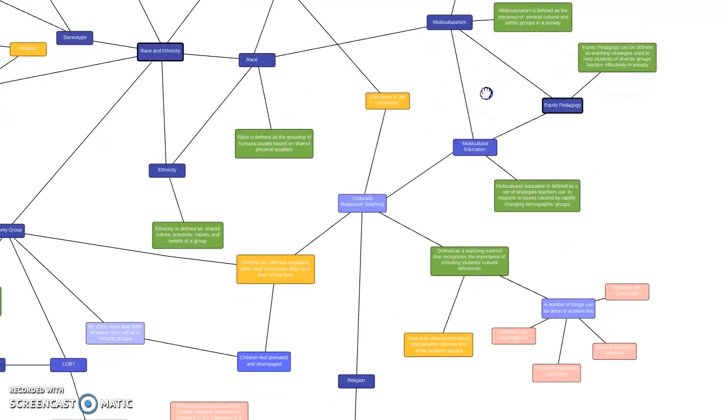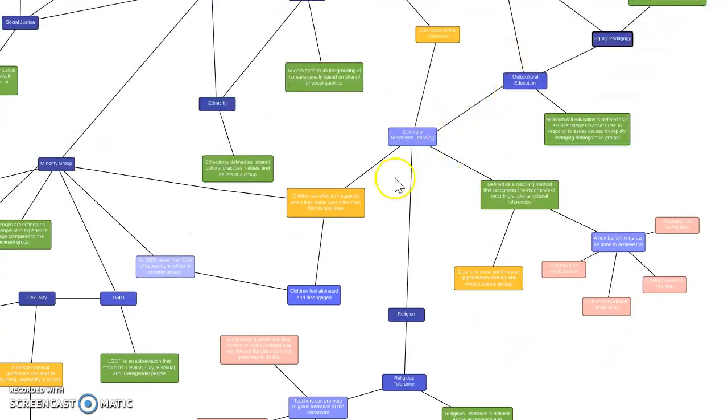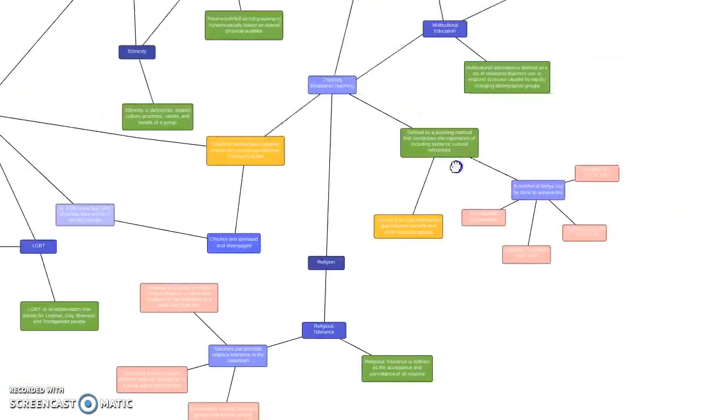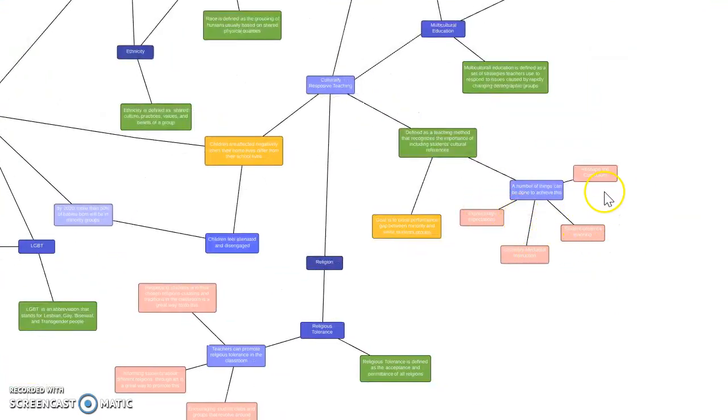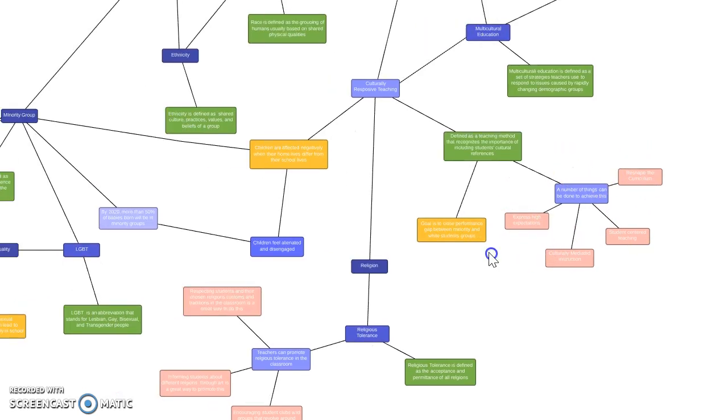And then the third module was culturally responsive teaching, and that's light blue because it's a very specific idea. And I just explained what that was and gave some ways that teachers can be culturally responsive in the classroom. So they can reshape the curriculum, do student-centered teaching, things like that. And I explained the goal of that here in yellow.